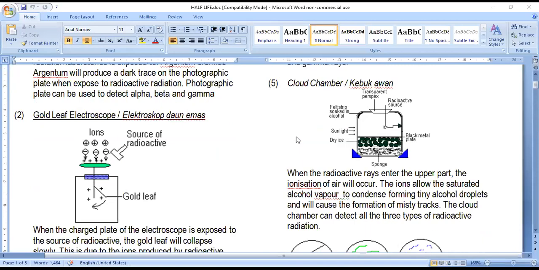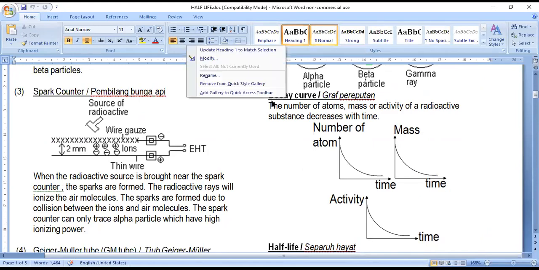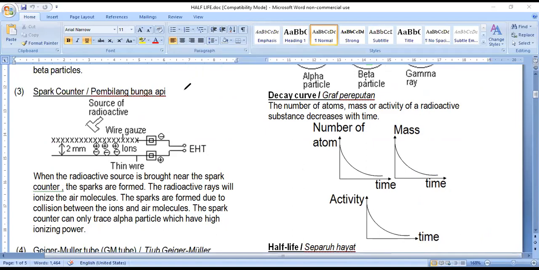Next, this one we call it the spark counter. The spark counter can only be used to detect alpha only. It can be used to detect only alpha particle. Why? Because alpha particle has strong ionizing power.